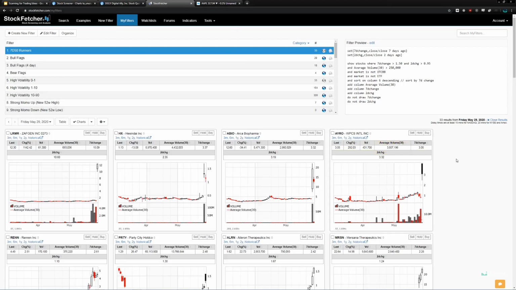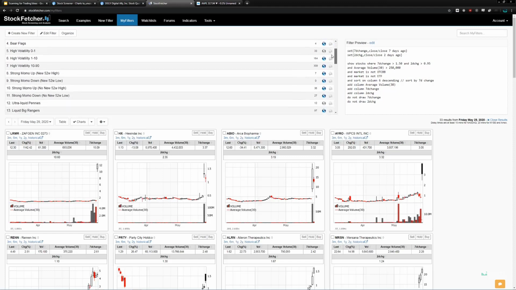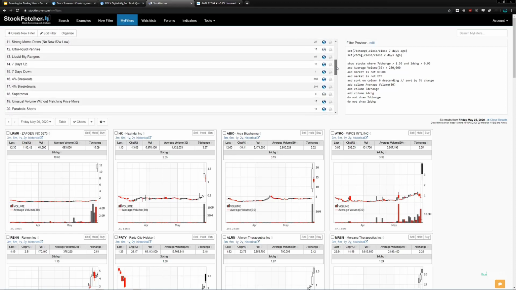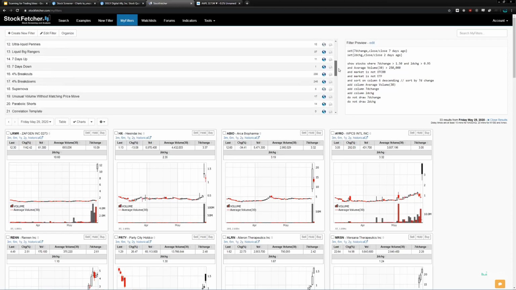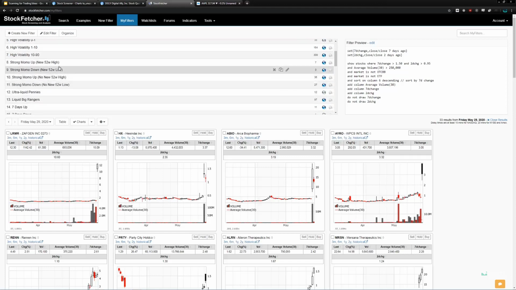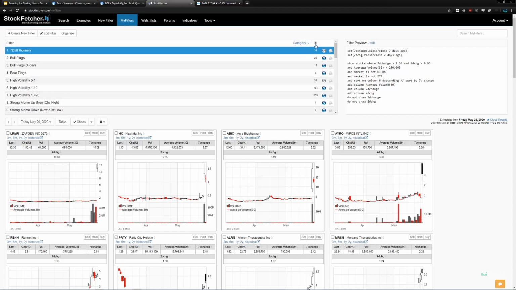So this is Stockfetcher, and over here on the left, these are all the different scans that I've written, and a lot of these need to be redone. I don't really use them, they're just old. But I do consistently use the 4-day bull flag scan, the 7-day 50% runner scan, and then these strong momentum ones that I was pointing out. So strong Momo, up, down, and then with and without 52-week highs. And then over here on the right of this box, it shows you how many matches there were.